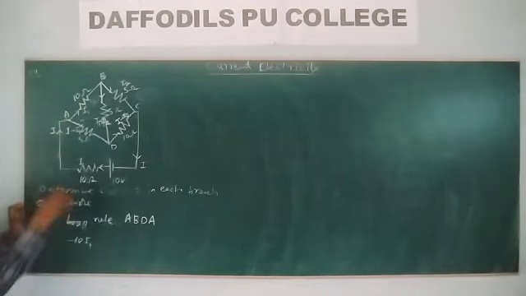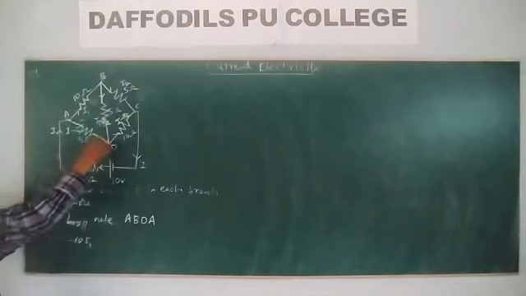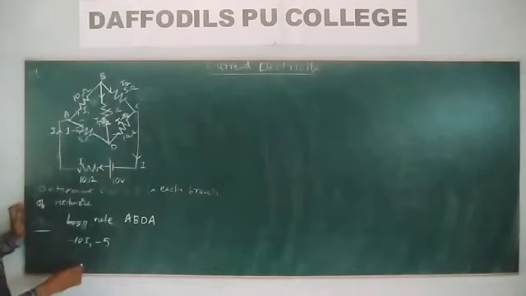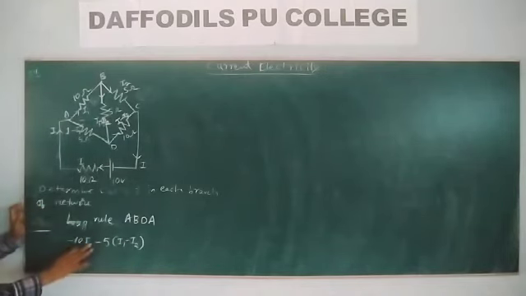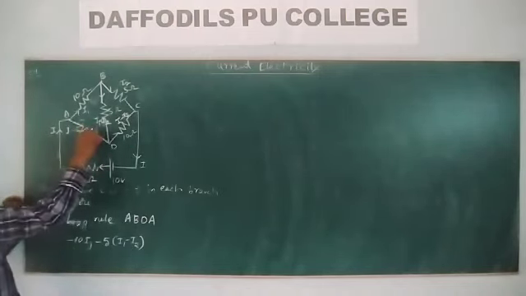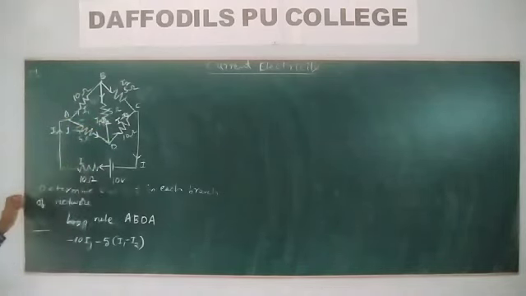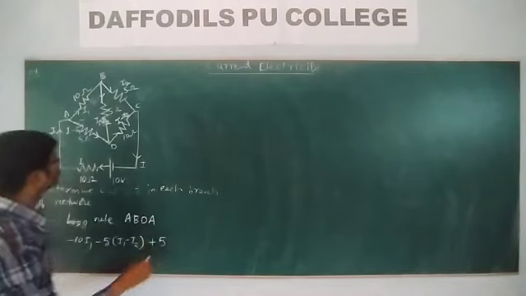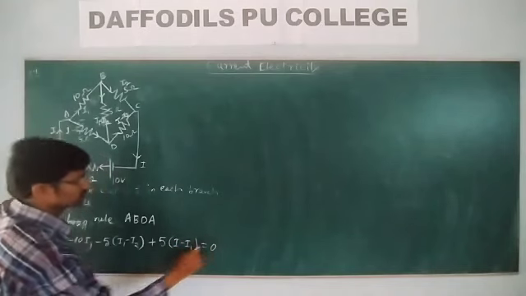Minus 10 I1. And from B to D, the current is going in the same direction as the direction of measurement. Therefore, again minus 5 into the current, which is I1 minus I2. Similarly, D to A, we are measuring from D to A, but the current is going in the opposite direction. So we take plus 5 into I minus I1 is equal to 0.